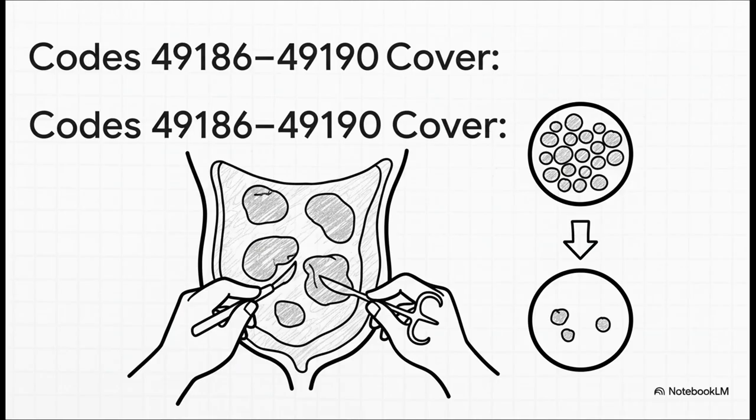When you're reading an op report, you'll probably see terms like cytoreduction or debulking. Don't let those throw you off. They're just clinical terms for reducing the size or number of tumors. All of those different methods are captured by this specific set of codes.